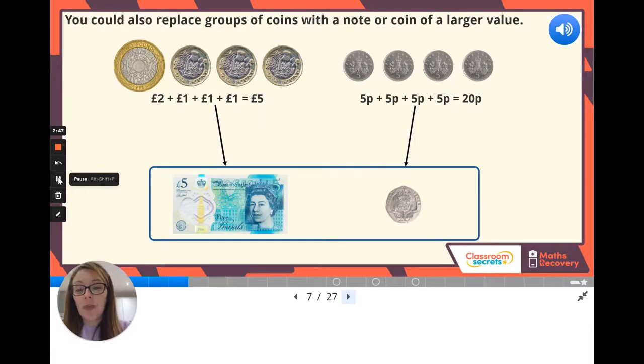You can also replace groups of coins with a note or a coin of a larger value. So for example, if I had a £2 coin and three £1 coins, if I add those together, I would get the total of £5. So I could replace those coins with a £5 note. So the same total, but a different way of making that total. And likewise with my 5p coins, if I had four 5p coins, I can add those together and find out they make 20p. So instead of using four 5p coins, I could replace that with a 20 pence coin.